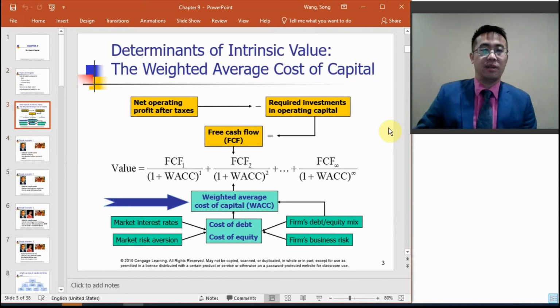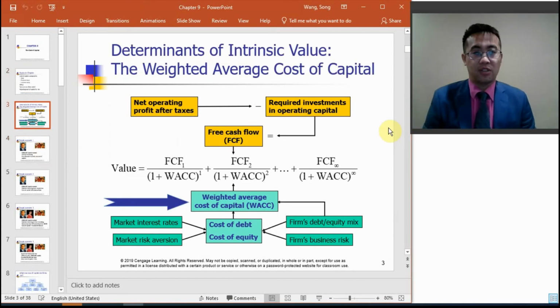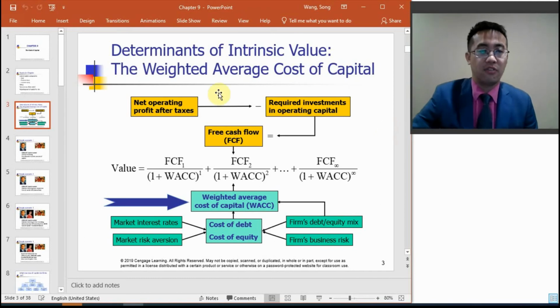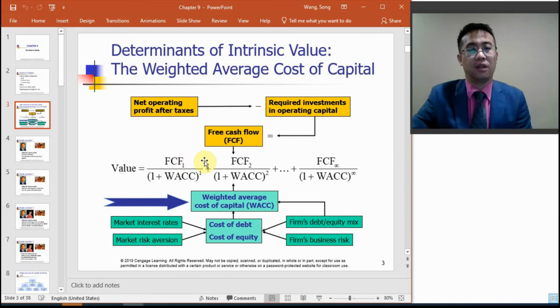Well, what are the determinants of a stock's value or the firm value? In the previous chapter 7, we learned about the free cash flow valuation model. The firm value equals the free cash flow generated by the firm from year 1 all the way to year infinity, and we are going to discount it by our weighted average cost of capital. This is our guide of the chapter.